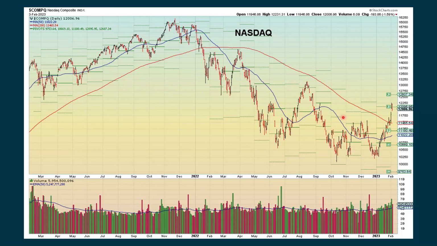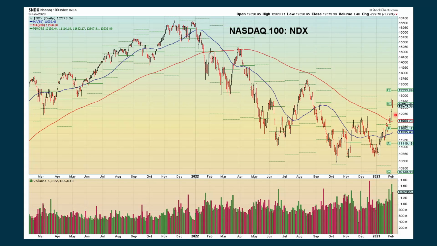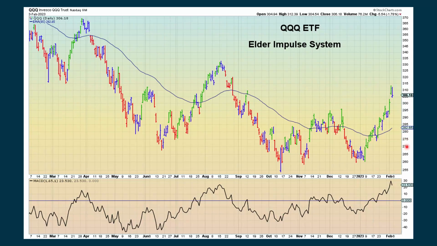The NASDAQ, which has been in an overall downtrend, is showing some strength, coming up to this R1 level before backing back down, but we're not at a golden cross yet. The same thing is true for the NASDAQ 100. The Qs, which are the ETF based on the NASDAQ 100, they have switched back to neutral after being positive.